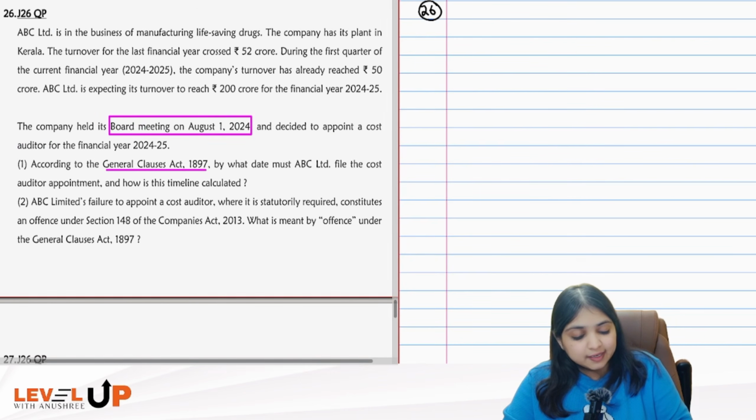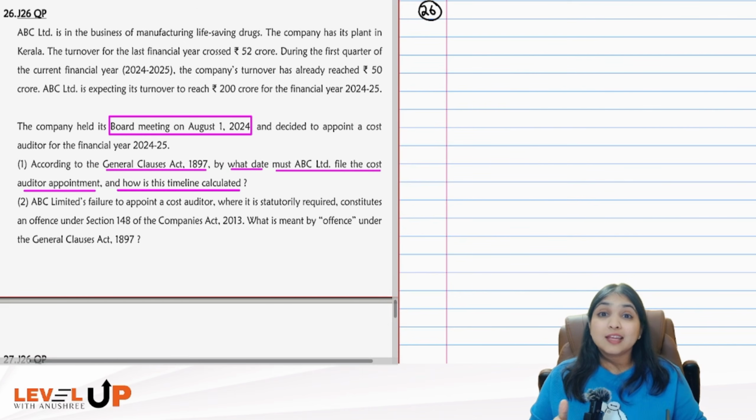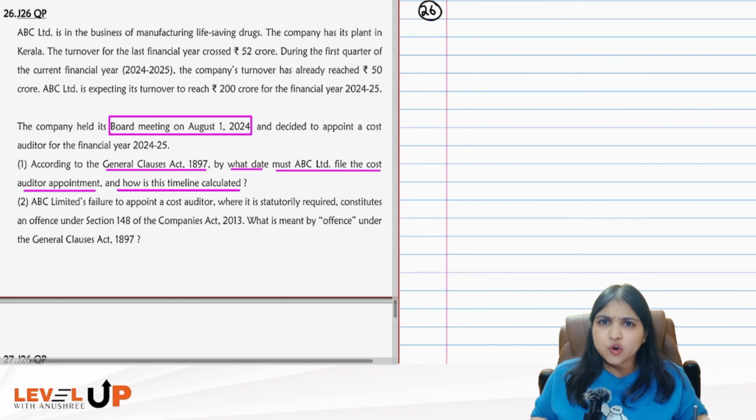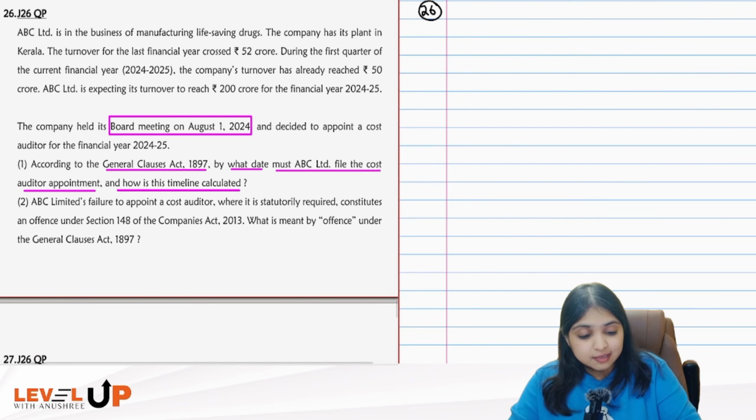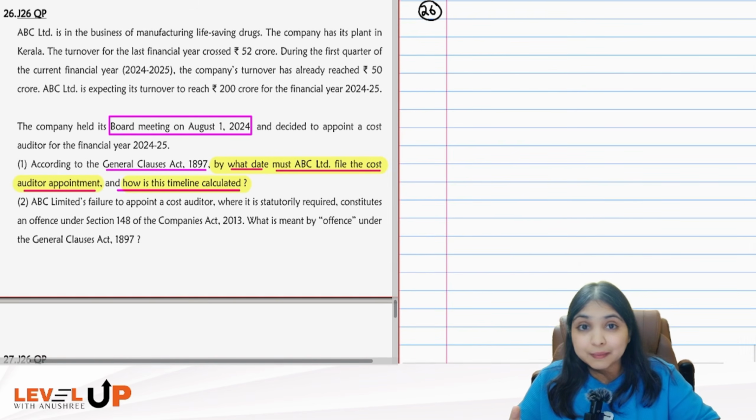According to the GC Act 1897, by what date must ABC Limited file the cost auditor appointment, and how is this timeline calculated? Now see, they are not asking you whether cost audit is applicable or not, whether cost auditor has to be appointed or not. They are not asking you all that. They are just asking you by what date must ABC Limited file the cost auditor appointment and how is the timeline calculated. They are just asking you the timeline calculation.